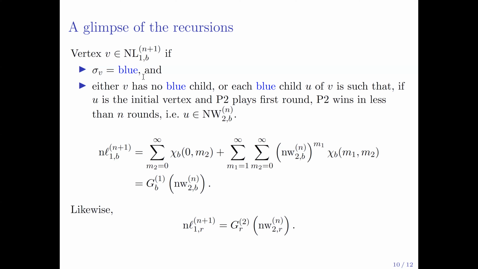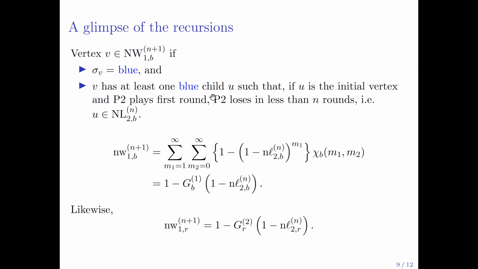The other possibility is the following: V does have blue children, but none of them is favorable towards P1, meaning P1 is forced to move the token to a blue child of V, let's call this blue child again U, such that when you look at the game that begins with you and P2 playing the first round, this game is won by P2 and she can win it in less than n rounds. In other words, every blue child U of V has to be in the class NW2B superscript n. So you see the slight difference in the analysis here.